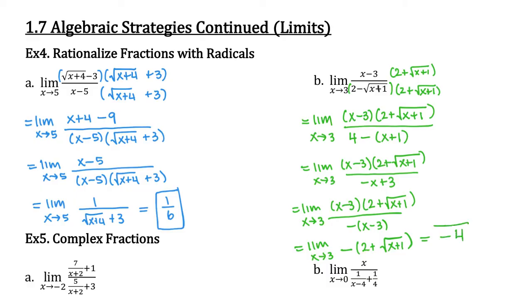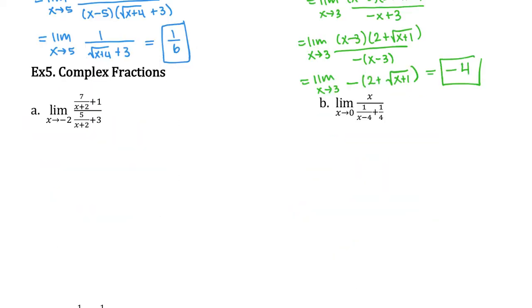Okay, the next strategy is going to involve what we call complex fractions, or fractions on your fractions. We don't always object to fractions on our fractions, but in this case we do, because if I plug in -2, -2 plus 2 is 0. I get 7 over 0, which is undefined. I get undefined plus 1 over undefined plus 3, which is crazy talk. So I'm going to simplify this by canceling the complex fraction, and then I will evaluate it after.